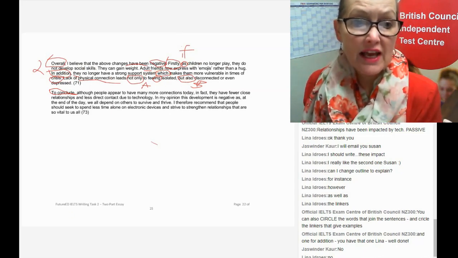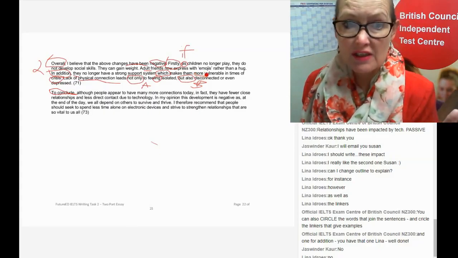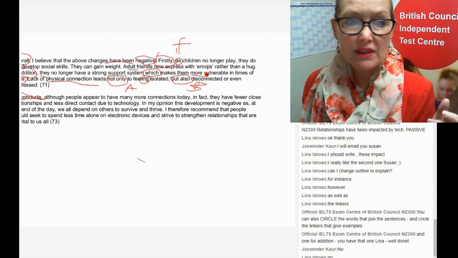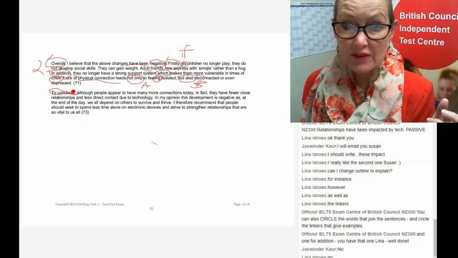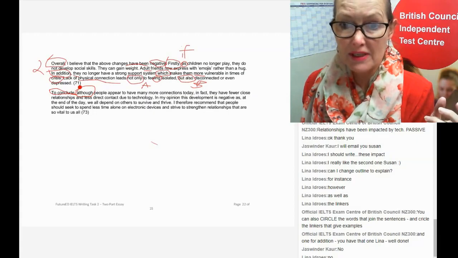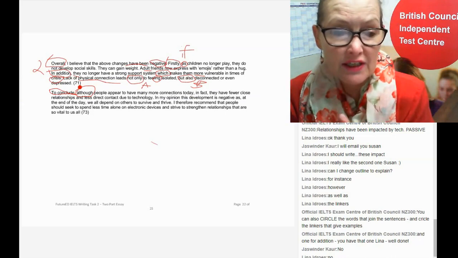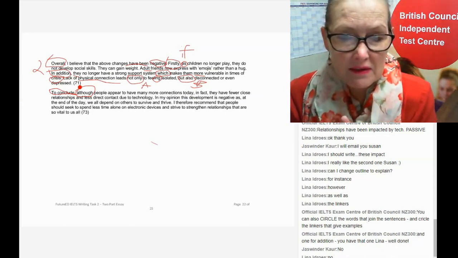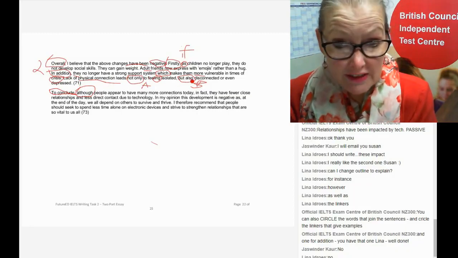And then we've got here lack of physical connection, because they're both missing that physical connection, leads not only to feeling, and I'm using my gerund there, isolated, but also B. So not only A plus B. That's a nice way to link those sentences. This is the sort of thing you're looking to be able to do if you want to get that 7.